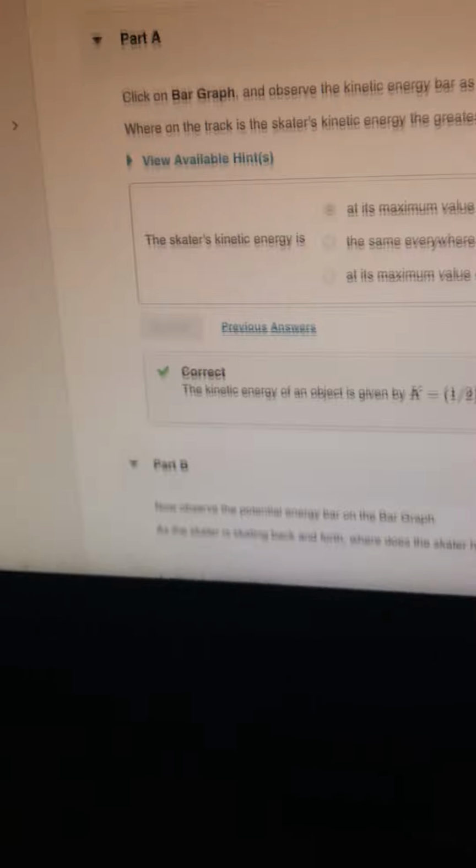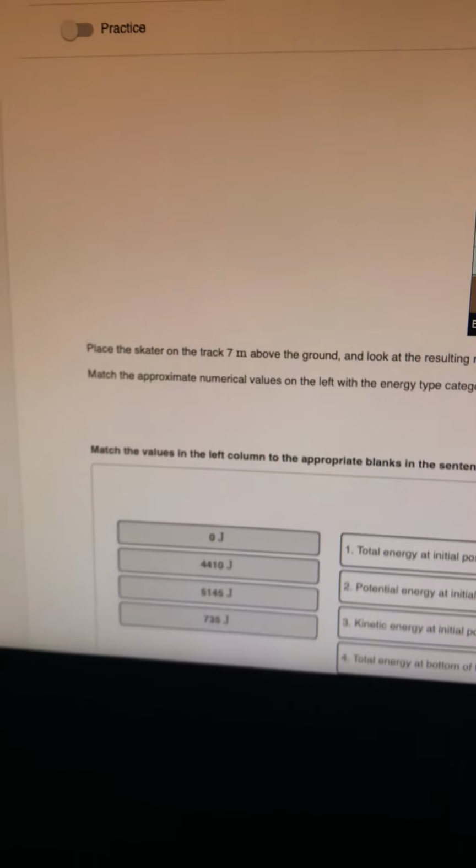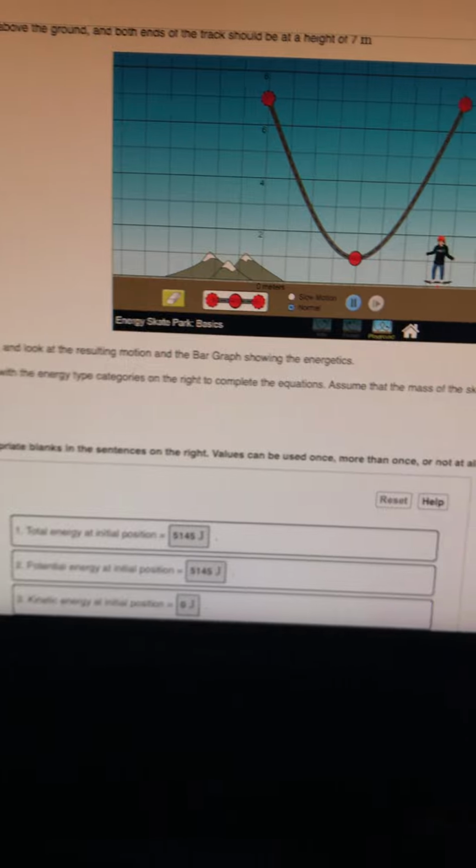All right. Now, for part D, one second. So for part D, we are going to be over here. Let's scroll down. So what are we asking in part D? Okay, we want to order these. Place the skater on the track 7 meters above the ground, and look at the resulting motion and bar graph showing the energies. Match the appropriate numerical values on the left with the energy categories on the right to complete the equation.